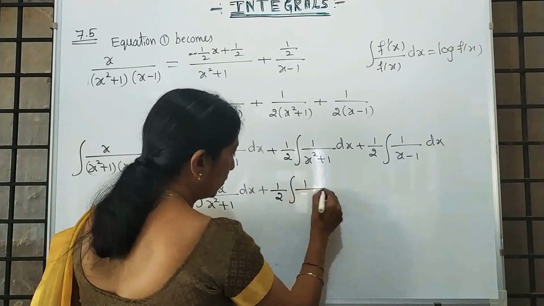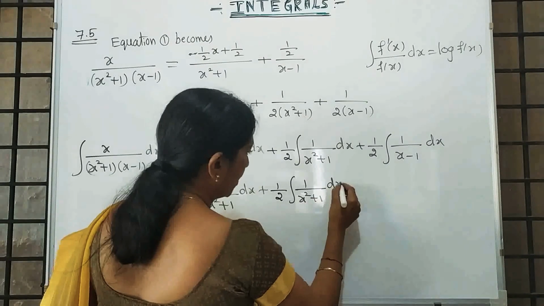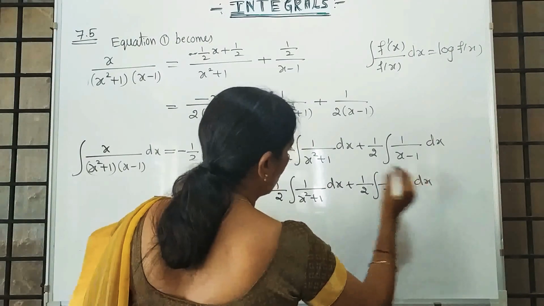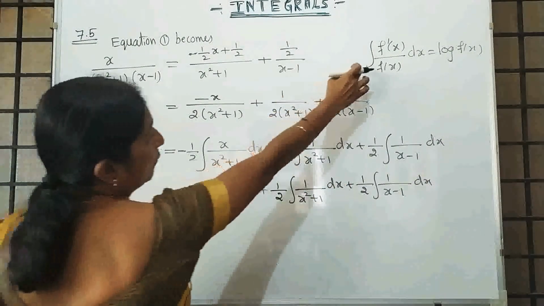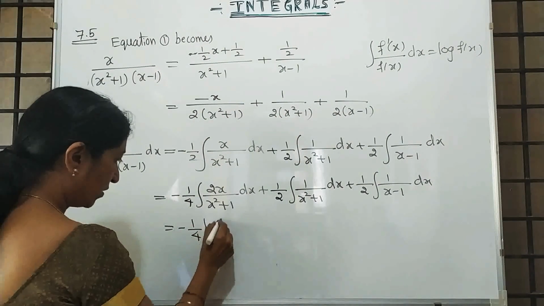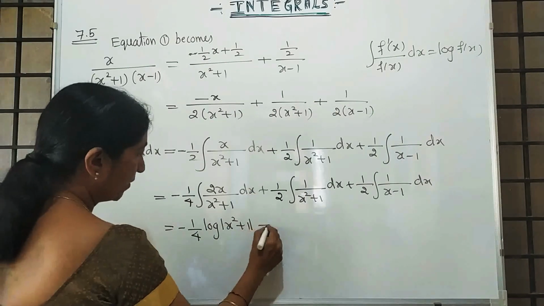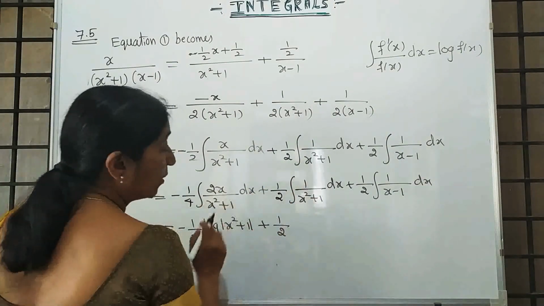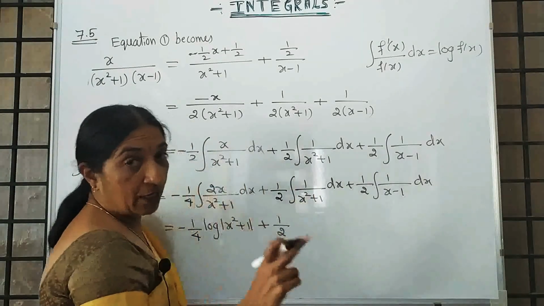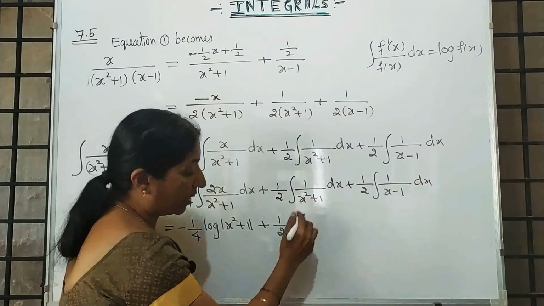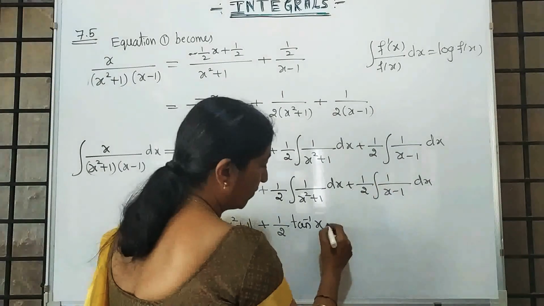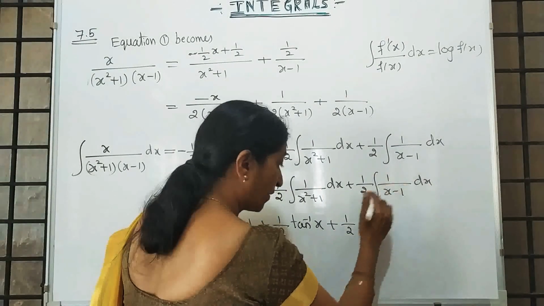1 by 2, 1 upon (x square plus 1) dx, plus 1 by 2, 1 upon (x minus 1) dx. See, the first integration is in the form of f dash of x upon f of x, giving minus 1 by 4 log of (x square plus 1), plus 1 by 2. The second one is in the form of 1 upon (x square plus a square), that is 1 by a tan inverse, but a is 1, that's why directly it is tan inverse x. And the last is in the form of 1 by x, that is 1 by 2, and the integration of 1 by x is log x.